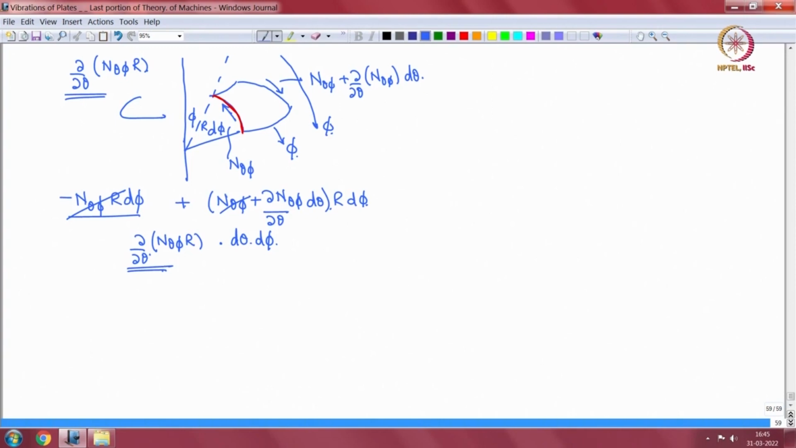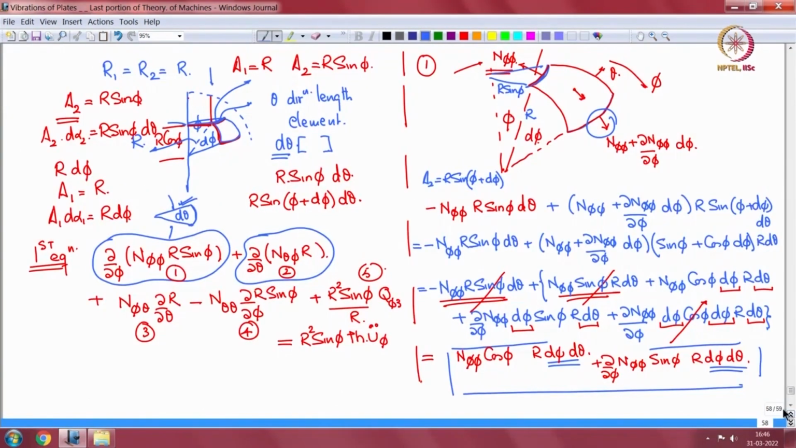Okay. Next, the third term. If you look at the third term, it is n phi theta del r by del theta. We will set it to 0 because r is not changing with theta. So for this geometry, this is 0.